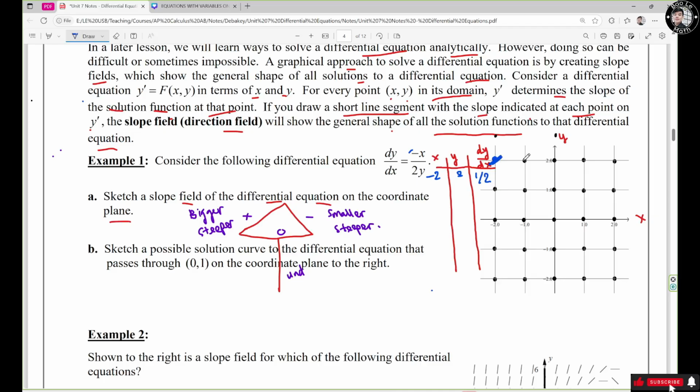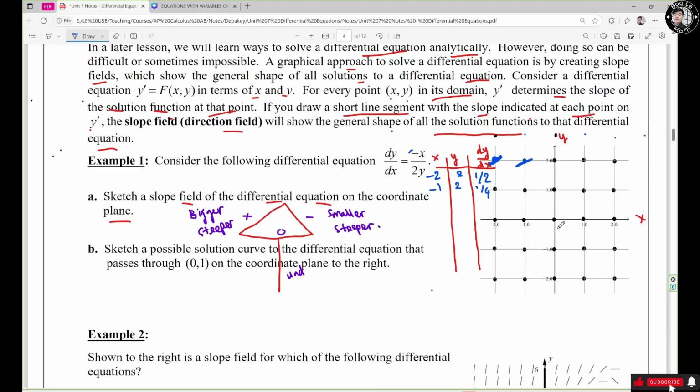Now, right at this point, x equals negative 1, y equals 2. It's going to be 1 over 4, right? 1 over 4 is less than 1/2, so it's going to be less steep, right? So does that mean you need to go up by 1, go to the right by 4, 1, 2, 3, and 4 right here. So if you connect this guy and this guy, it's going to be something like this.